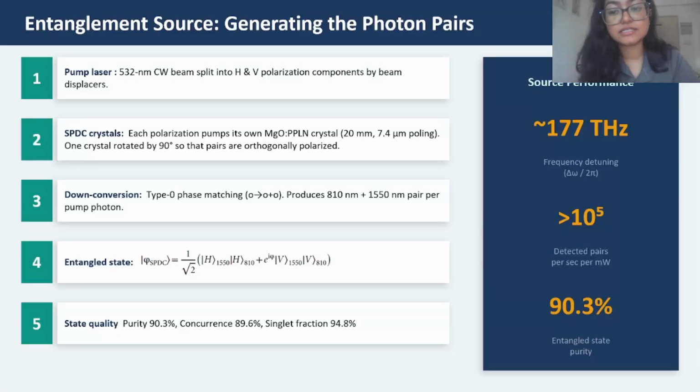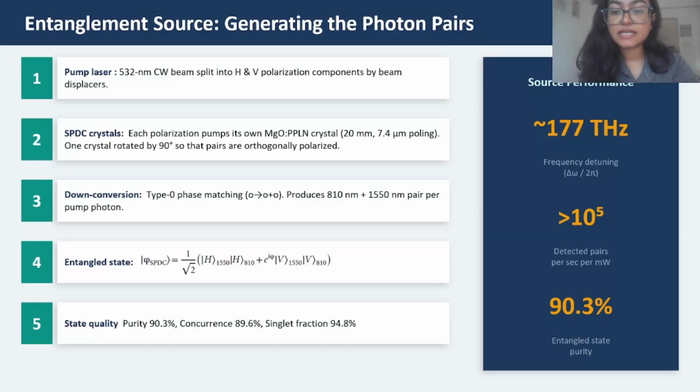One of the two crystals is rotated 90 degrees about the optical axis, so its output pairs are orthogonally polarized relative to the first crystal's output. Step 3. Because both crystals are equally spatially recombined by the second set of beam displacers, the resulting state is a coherent superposition. Either the H-polarized pair produces an H-H pair at 1550 nanometers and 810 nanometers, or the V-polarized pair produces a V-V pair. This gives us a polarization entangled state.